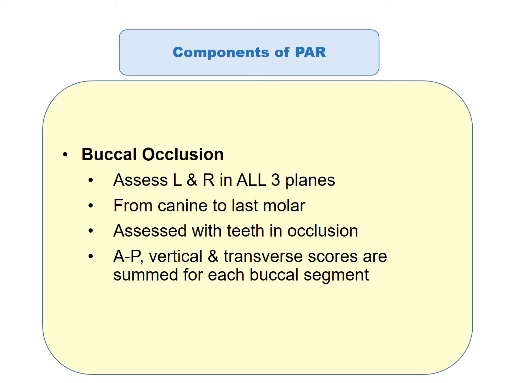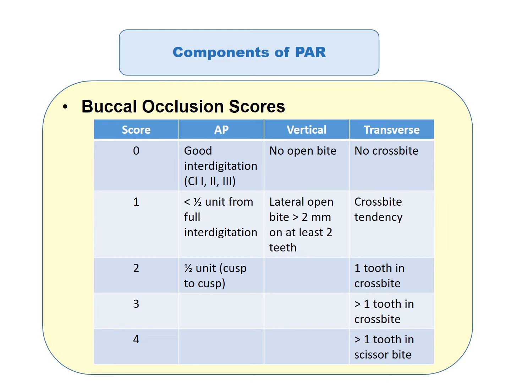Now, the buccal occlusion. The buccal occlusion is assessed in left and right sides in all 3 planes. It is assessed from the canine to the last molar, with the upper and lower teeth in occlusion. The anterior, posterior, vertical, and transverse scores are summed up for each buccal segment. So, this is the scoring scheme for the buccal occlusion scores.